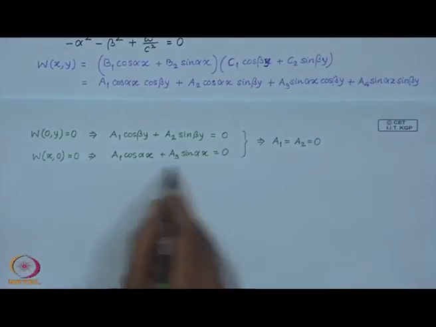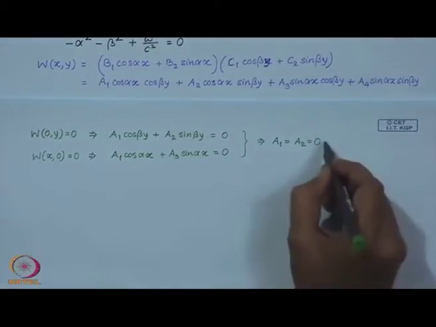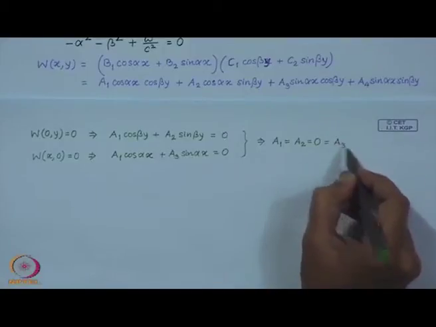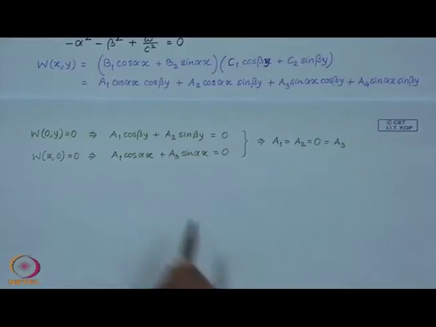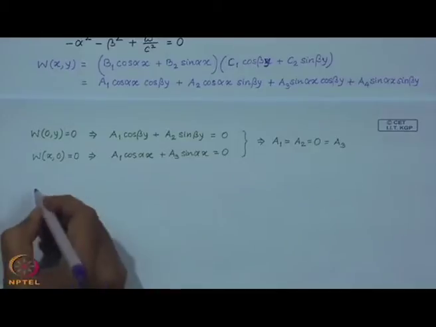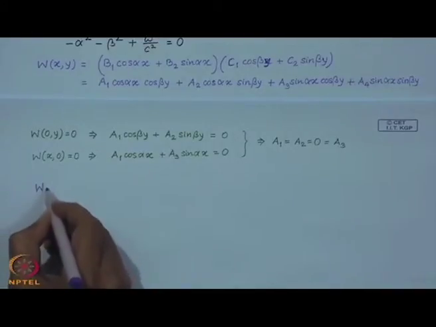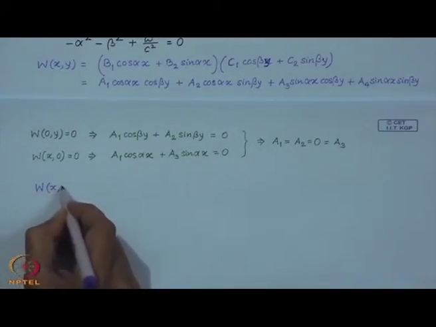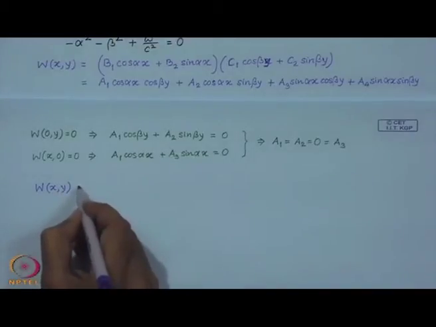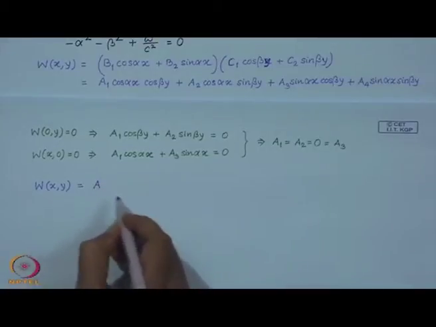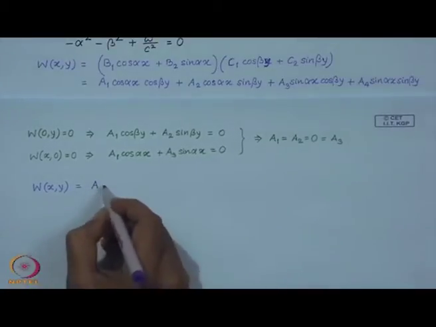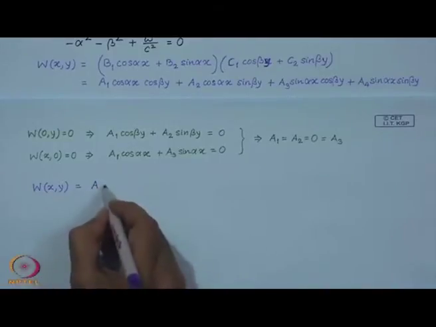And this also tells us that a 1 and a 3 must be 0. So, a 1, a 2, a 3 are all 0. So, we are left with only a 4. Which means, in order to satisfy the boundary conditions, let me call this only a, since there is only one term in this function.